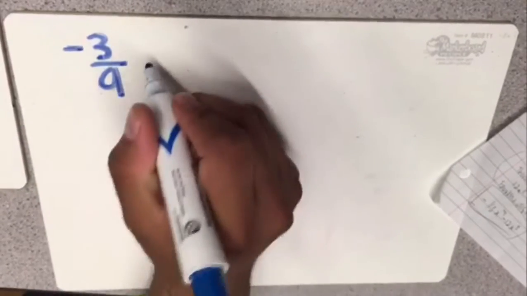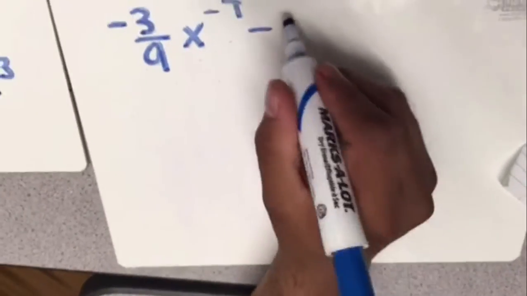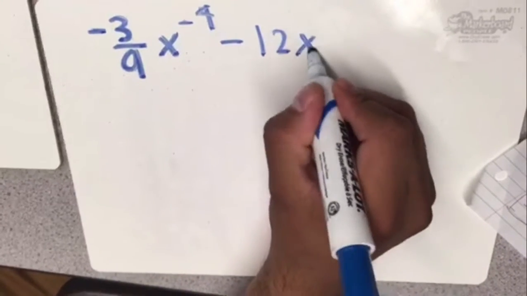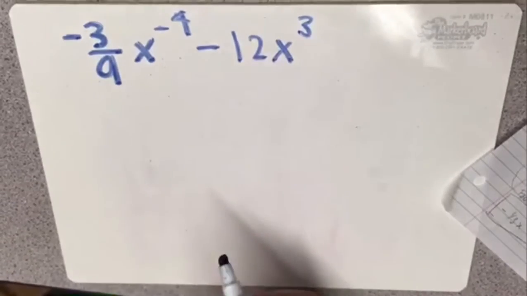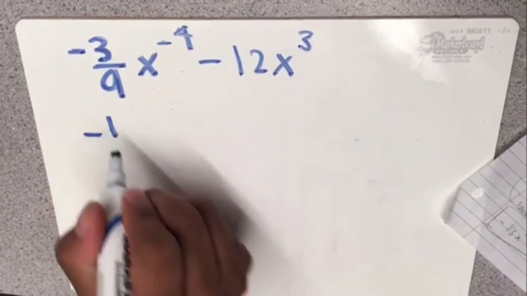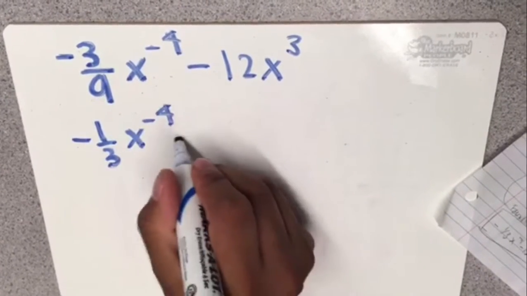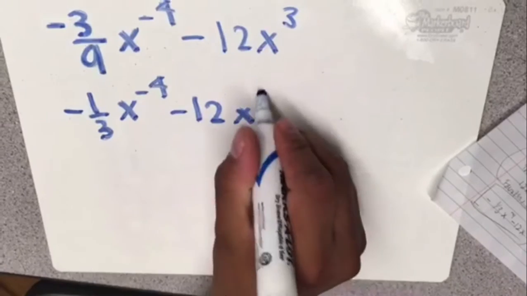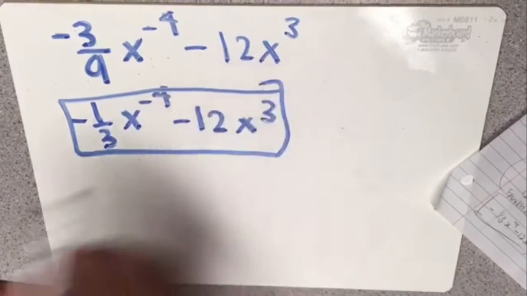So now you combine the derivatives that you got from your answers into negative 3 over 9 x to the negative 4 minus 12x to the third. Wait a minute, we're not done yet. The answer is not fully simplified, so if you need to simplify it, the answer should be negative 1 over 3 x to the negative 4 minus 12x to the third.